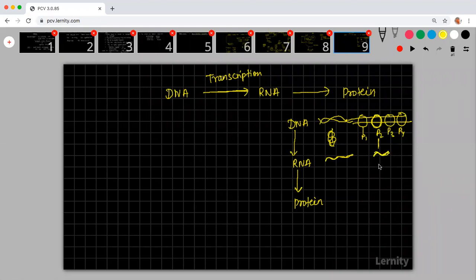Using this RNA as a template, my body is trying to make a protein. Using DNA as a template, RNA is produced, and we call it transcription. And using RNA as a template, we are getting this protein. This protein is produced by a process which is called translation.